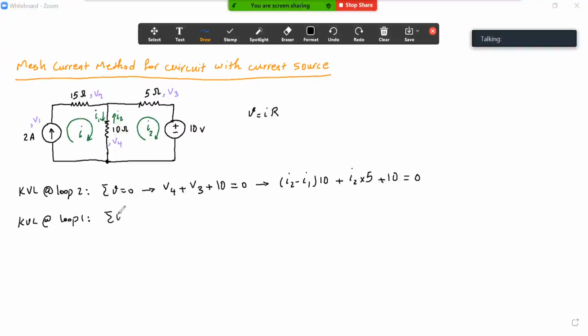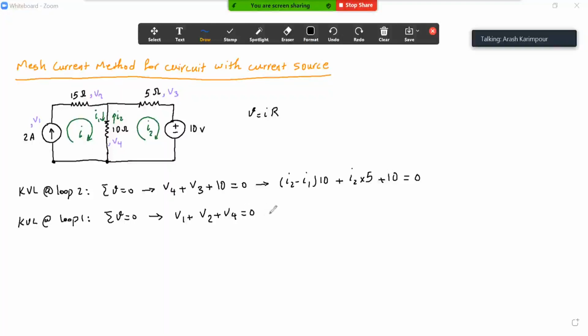So again, I know the sum of V should be 0, and assume I start again from this corner here, go all the way and come back here. Now if I want to go, I know it's going to be V1 plus V2, then I have V4, is going to be 0. So V1 is whatever voltage is across the current source, V2 is whatever voltage is across this resistance, and V4 whatever voltage is there.